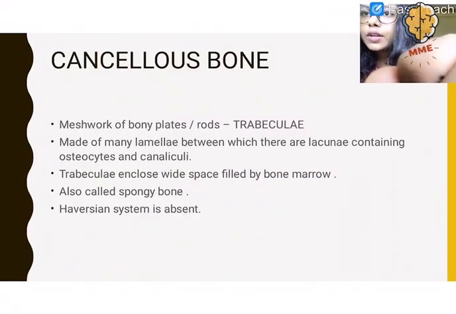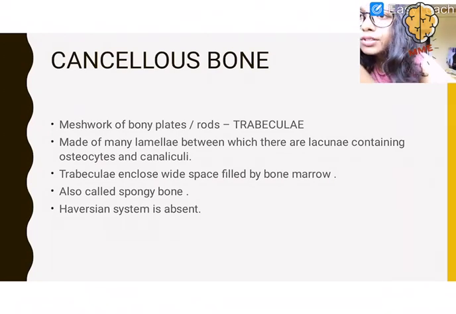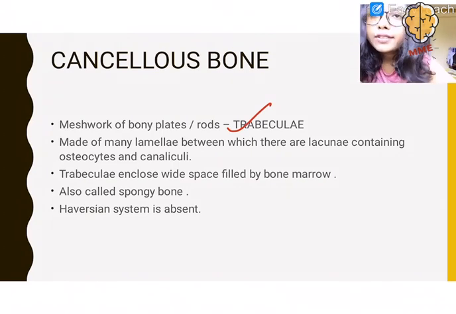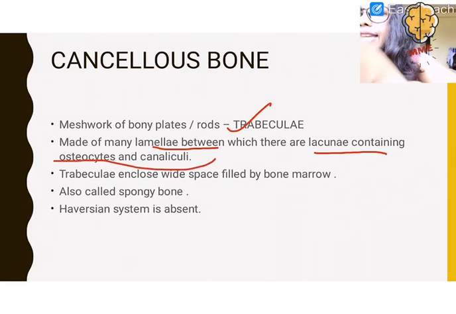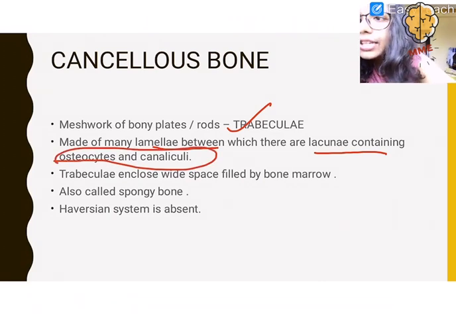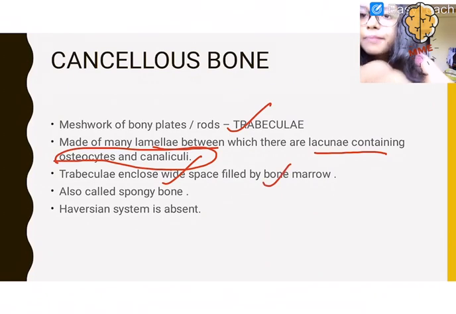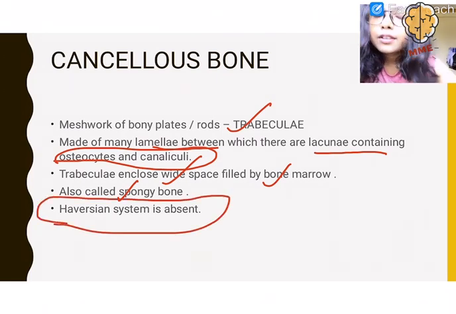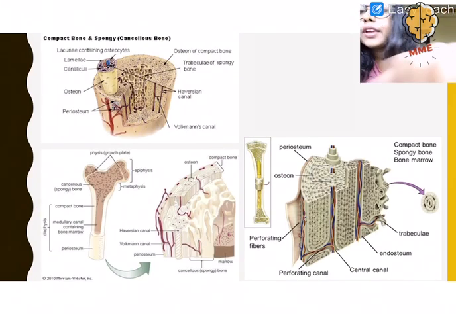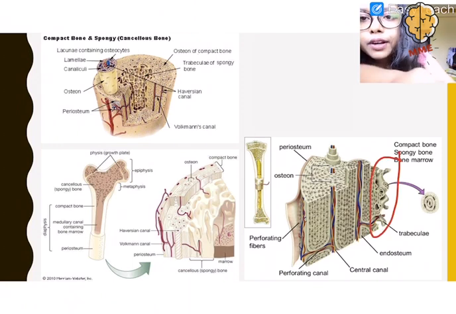Now coming to cancellous bone. In cancellous bone, we have a meshwork of bony plates or rods called trabeculae. You see in cancellous bone you have many spaces, and it is made of many lamellae between which there are lacunae containing the osteocytes and canaliculi, and the trabecula actually encloses a wide space which is filled by bone marrow, and these are also known as spongy bone. And here the most important thing is the Haversian system is absent. Now here you will see the picture. The compact bone and the spongy bone, you see this is the spongy part, this is the compact part.